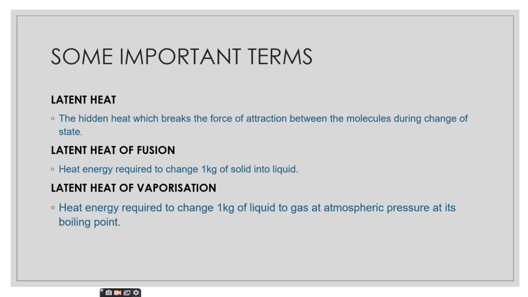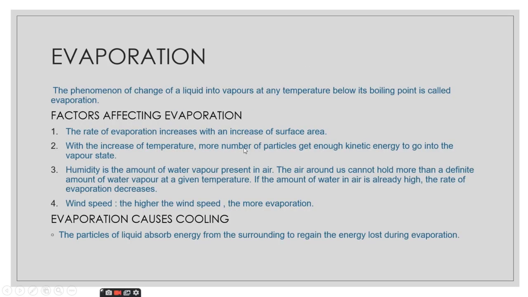Then, evaporation. Important topic, as you know. The phenomenon of change of a liquid into vapors at any temperature below its boiling point is called evaporation. Keep in mind, it's below its boiling point. Then, the factors affecting evaporation. The rate of evaporation increases with an increase of surface area. So the first factor is surface area. Then the second is temperature.